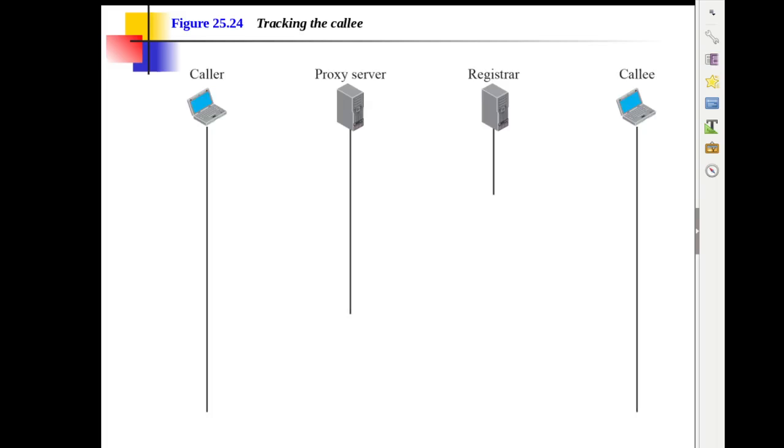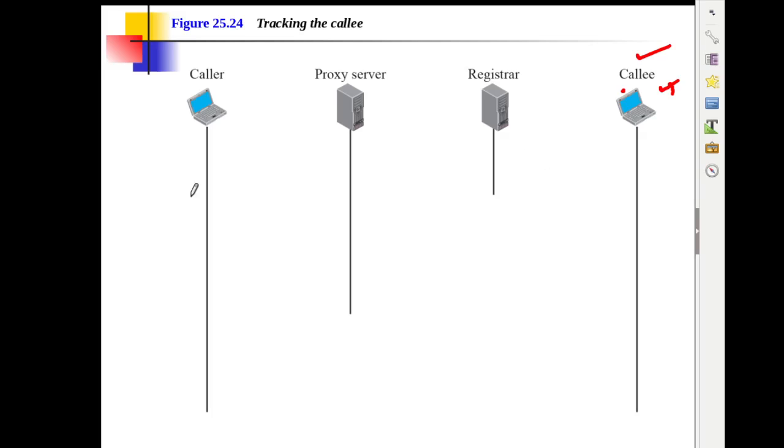Tracking a callee. Suppose the callee is actually not sitting at its machine, right? Or maybe the callee is roaming, meaning its IP address is not fixed. Maybe they are using the DHCP protocol, or this is a mobile machine. In that case it will not have a fixed IP address. So calling a machine with its IP address will become a little difficult, right?